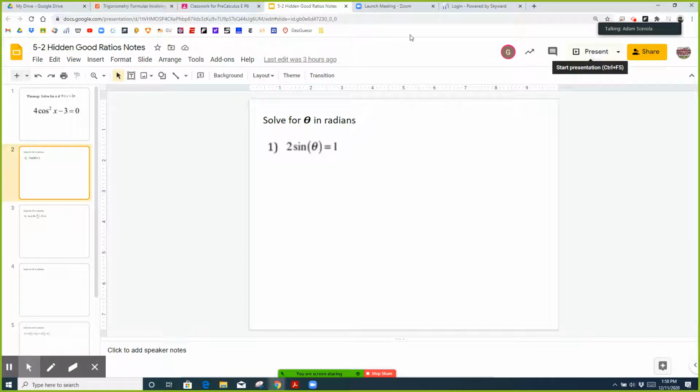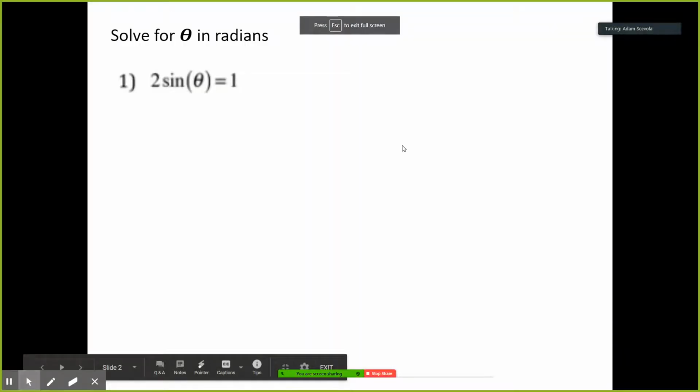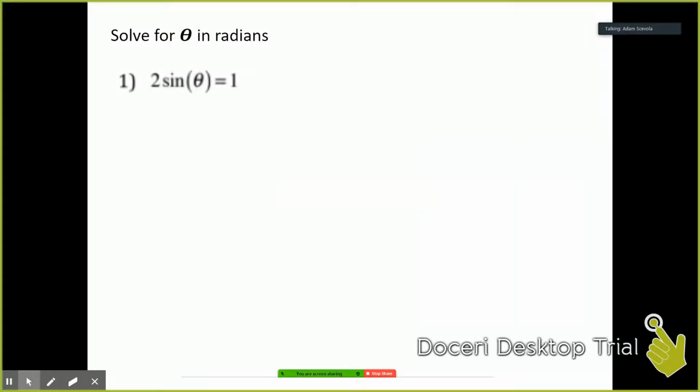All right, so let's talk about solving trig equations with good ratios, meaning we can probably do them without a calculator. All right, so this first one, it says solve for theta in radians. First step always is we're going to try to isolate the trig expression. So I'm going to divide both sides by 2.